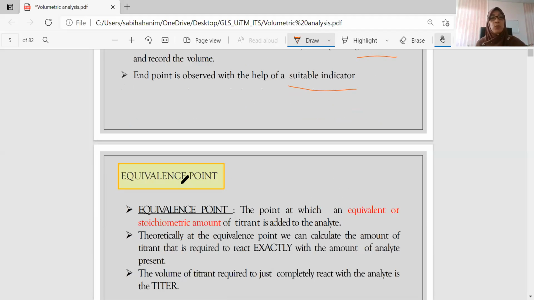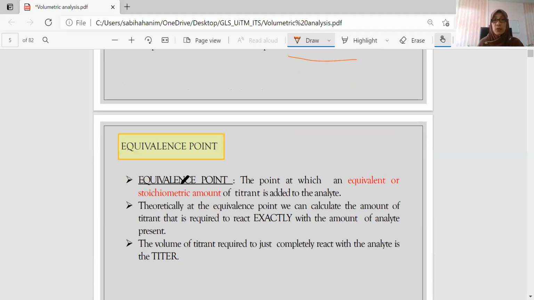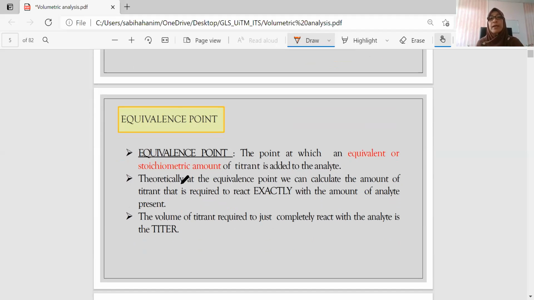Besides the endpoint, we look at the equivalence point. So what is the equivalence point? The equivalence point is the point at which an equivalent or stoichiometric amount of the titrant has been added. Meaning that before we reach the endpoint, we must reach the equivalence point first. Theoretically, the equivalence point we can calculate: we can calculate the amount of titrant required, exactly matching the amount of analyte present.